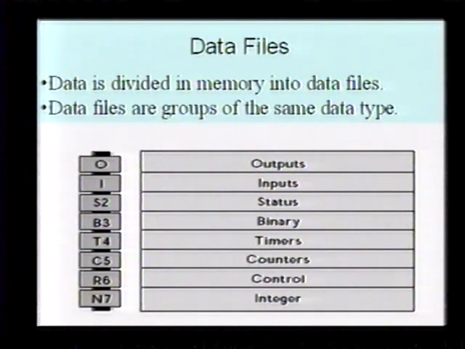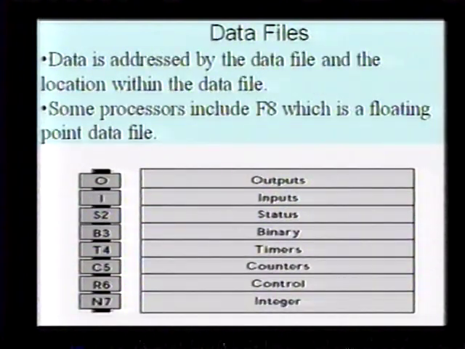If you created an internal timer, you would use address T4 something, T4:0, T4:1, etc. If you used a counter, then you would call it a count. The first counter you used would be C5:0. Data is addressed by the data file and the location within the data file. Some processors include F8, which is a floating point data file.